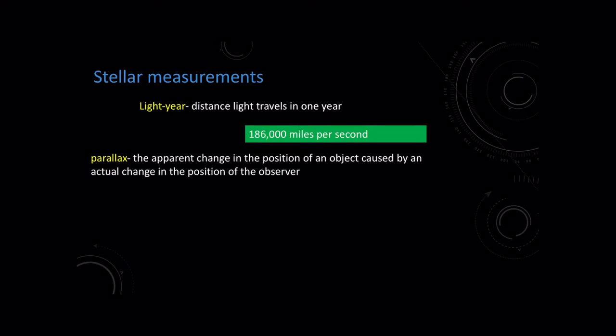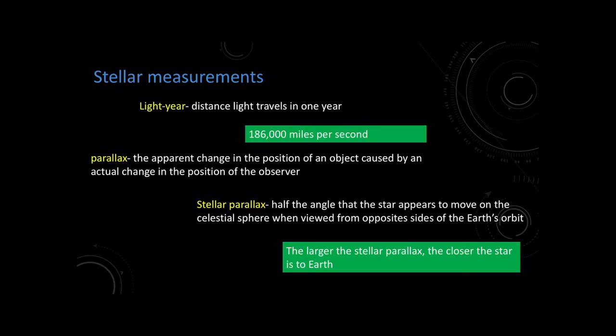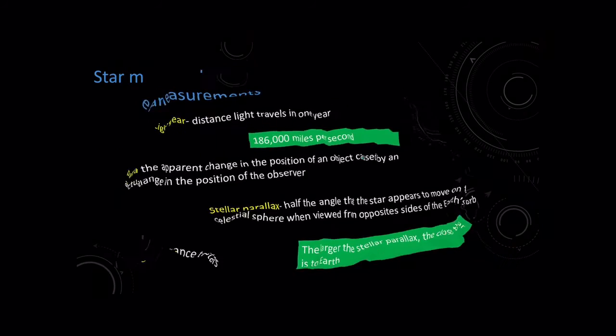Then you have the parallax. This is the apparent change in the position of an object caused by an actual change in position of the observer. So then you could have a stellar parallax. This is half the angle that the star appears to move on the celestial sphere when viewed from opposite sides of the Earth's orbit. So basically, the larger the stellar parallax, the closer the star is to Earth. Then you have parsec, that is the distance to stars.